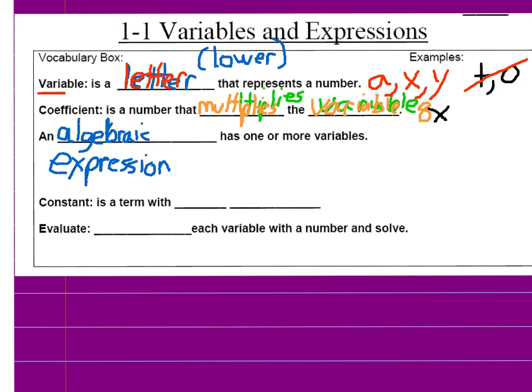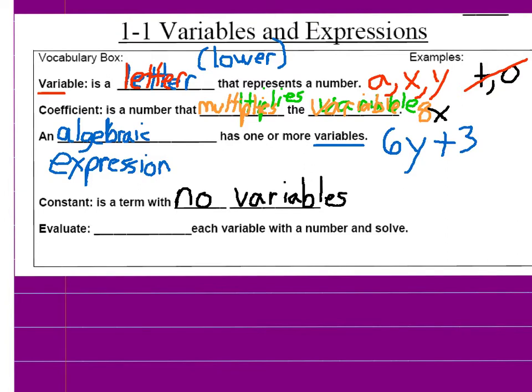An algebraic expression has one or more variables. So algebraic means that it contains a variable. So we'll go back to, let's say, 6y. So the 6 is the coefficient. 6y is an algebraic expression because it's 6 multiplying the y, and it contains a variable. We can make it longer. We could say 6y plus 3. Because it contains a variable in the expression, it's algebraic.